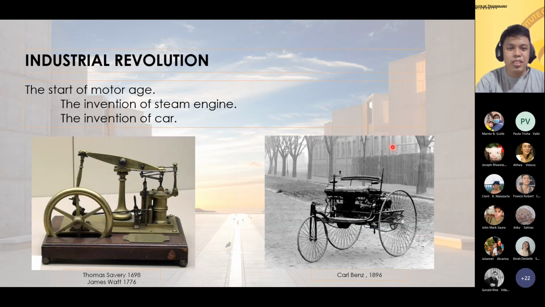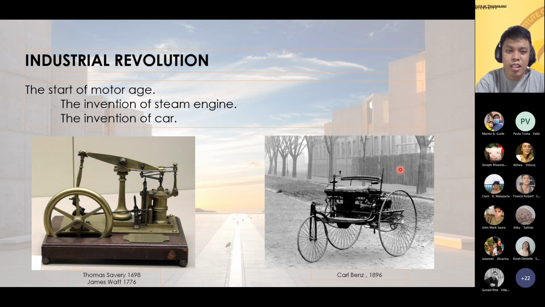And in terms of industrial revolution, we have this start of motor age. So we have the invention of steam engine, which is around 16th, 17th century. So meaning ng steam engine is nagsugod ng katong mga steam engine ng mga trains. So meaning they required during this time, since na-invent naman siya, so another type of building is required, which is the railway station. So more na siya ito makita later on.